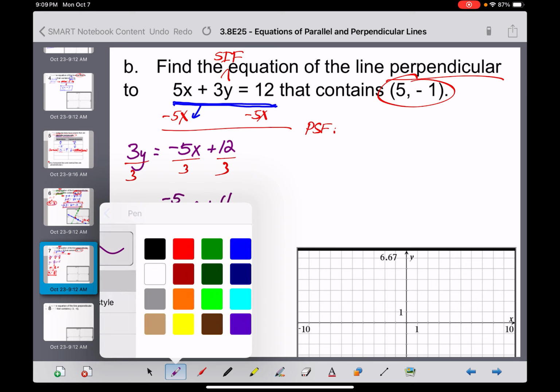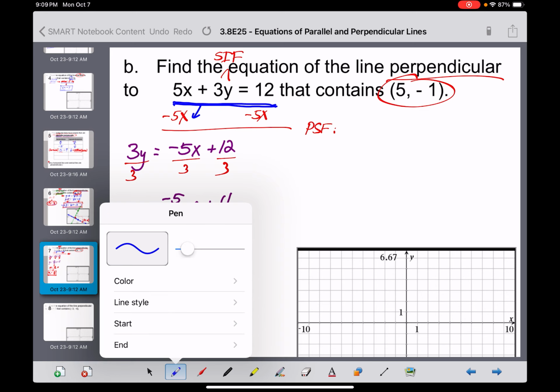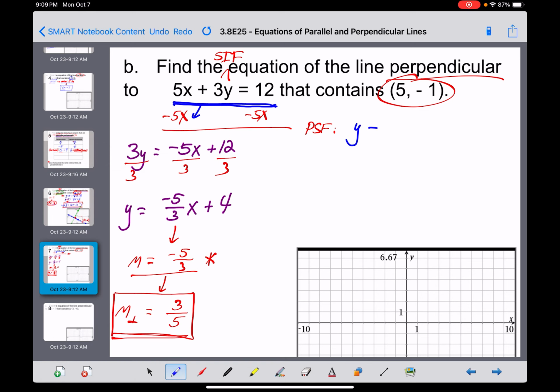Okay, let me switch back to blue here, and here we go. This is going to get you y minus your y value of -1. So minus -1 becomes plus, equals our slope, which we found was 3/5, times an x value, x minus your x value of 5. So there's the equation in point slope. Now we're going to distribute the 3/5 to get us closer to solving for y.